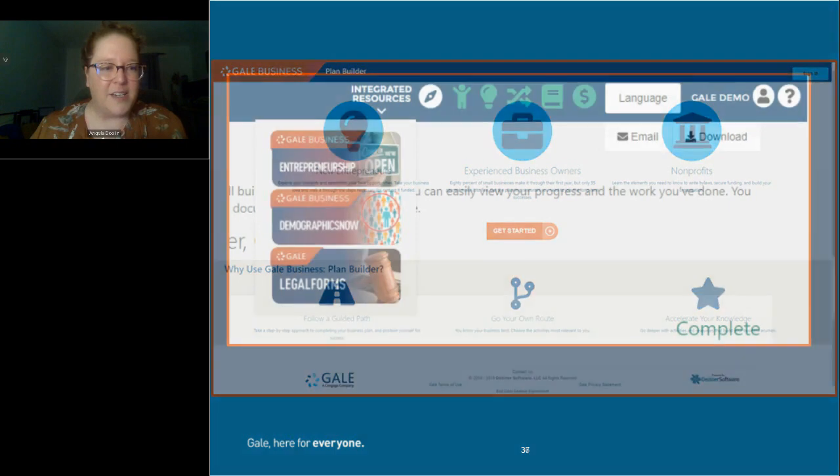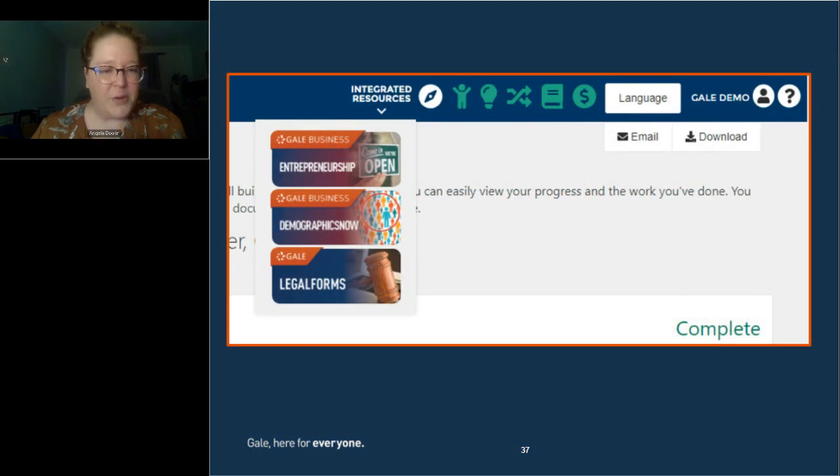Now, for beginners, the framework is a powerful tool on its own, but one thing we heard consistently from librarians is that they wanted the process of going through and building a business plan to be a little more self-driven. So we integrated links to 3 of our most popular business and legal resources for libraries that subscribe to them. Those 3 are Gale Business Entrepreneurship, Gale Business Demographics Now, and Gale Legal Forms.